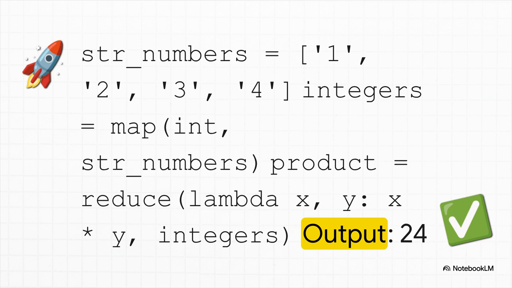And here it is, the pipeline in action. I mean, just look at how clean and elegant that code is. The output from map just flows right into reduce as its input. We didn't need any temporary lists, no messy for loops. It's just a super clear, totally readable pipeline of data that gives us our final answer, 24.